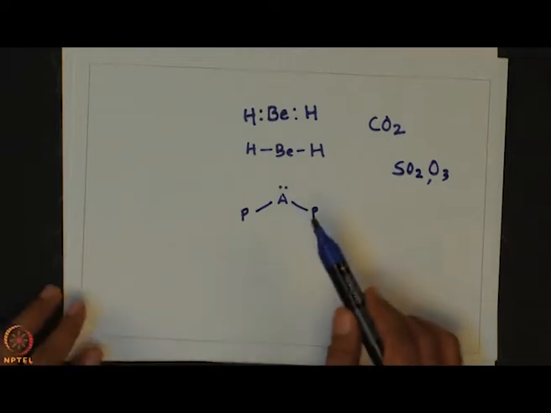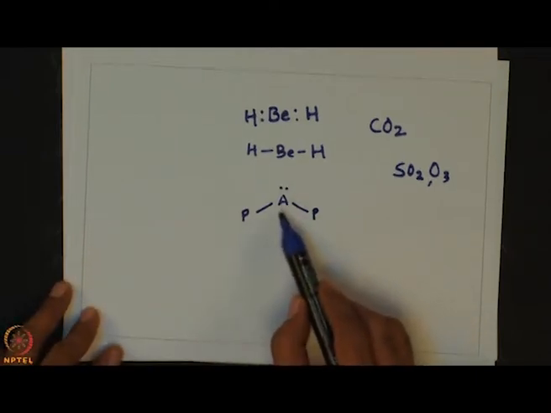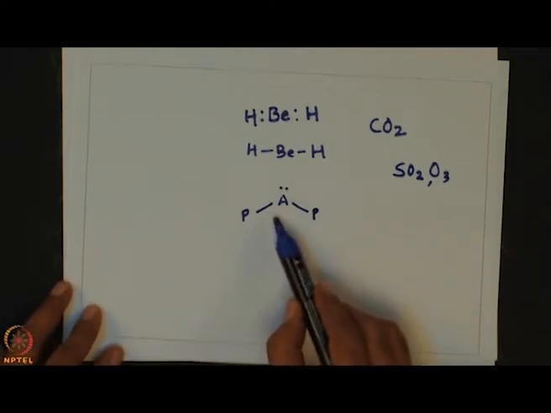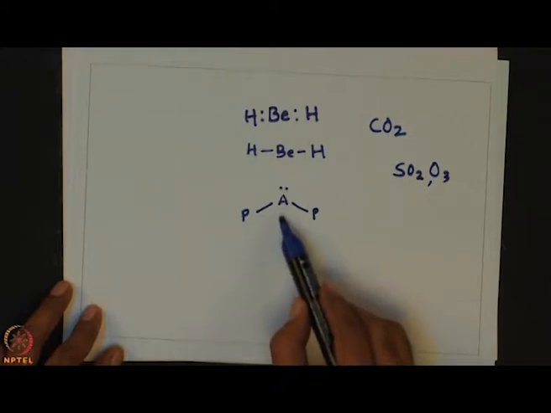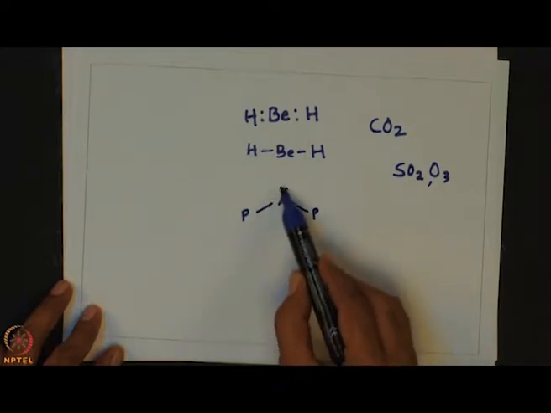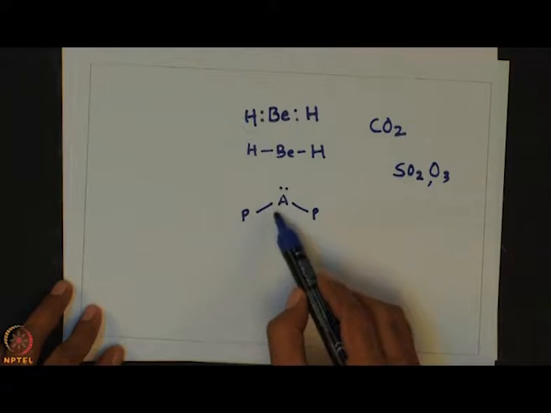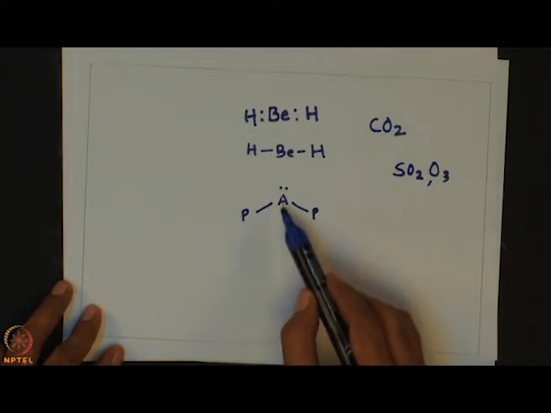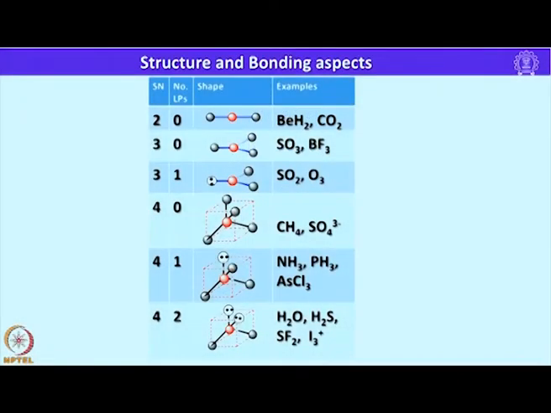So, they have a bent shape, and here the angles may not necessarily be 120. Here it may be a little less to accommodate this lone pair. These are essentially less than 120, whereas this angle will be a little more. And in case of steric number 4, we come across 3 kinds of molecules: one having 0 lone pairs, or having 1 lone pair, or having 2 lone pairs.